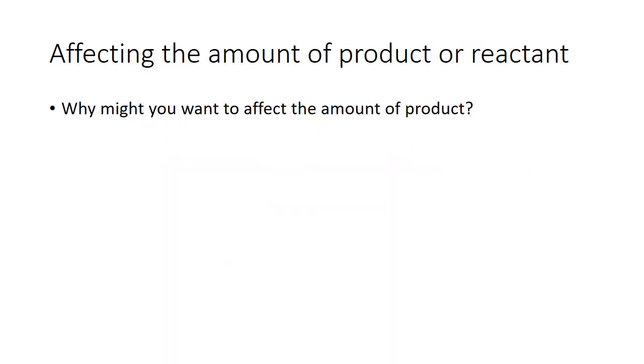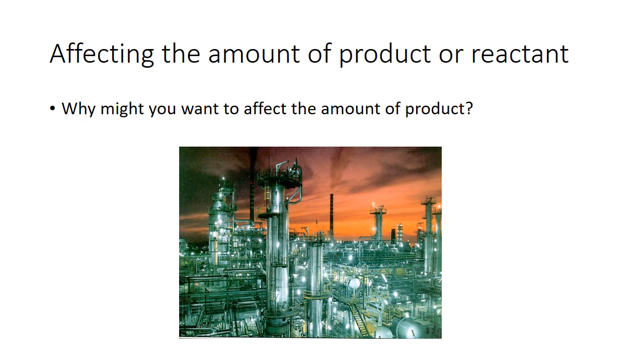So we talk a lot about shifting equilibria. We can make it move to the left, we can make it move to the right. But why is that important? Why are we concerned about that? Well, it all comes down to the links to industry and actually making the things that we want to make in a timely manner.